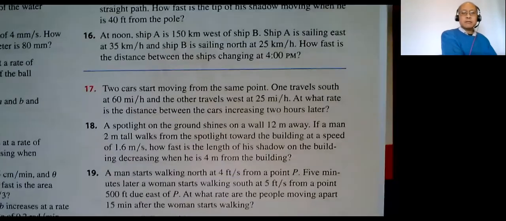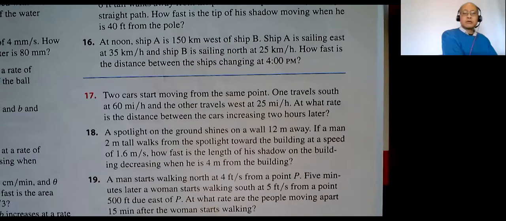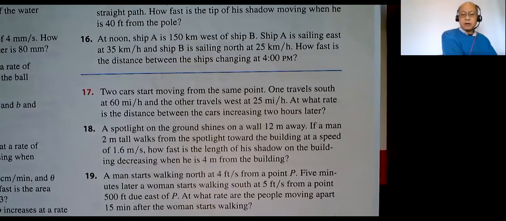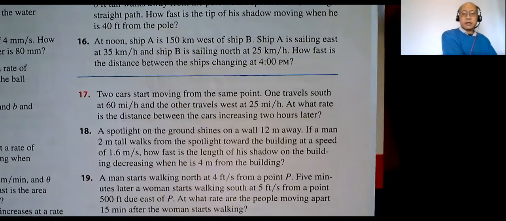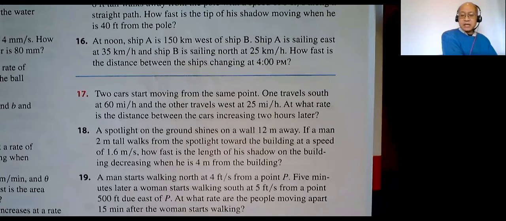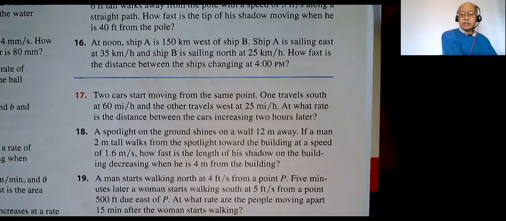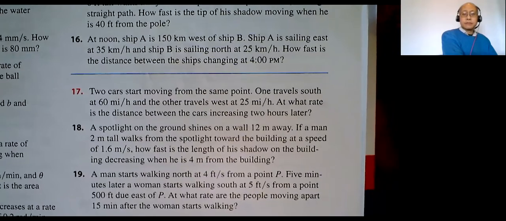Okay, 17. Two cars start moving from the same point. One travels south at 60 miles an hour. The other travels west at 25 miles an hour. At what rate is the distance between the cars increasing 2 hours later? Okay, so again, I can't show you both at the same time, but here's the important data.